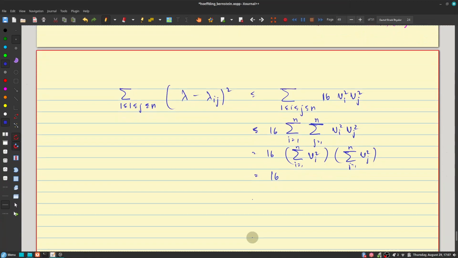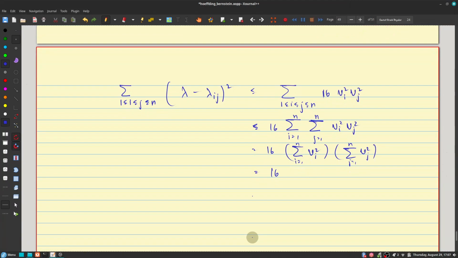Now I immediately get a bound on the variance. Directly from the Efron-Stein inequality, the variance of lambda max of x is less than or equal to 16, an absolute constant. Which is really surprising because I made no assumptions on the distributions of the entries. And we know that lambda max can be as large as n.